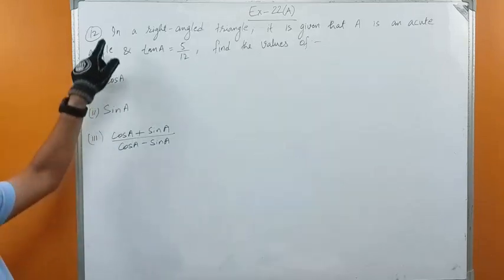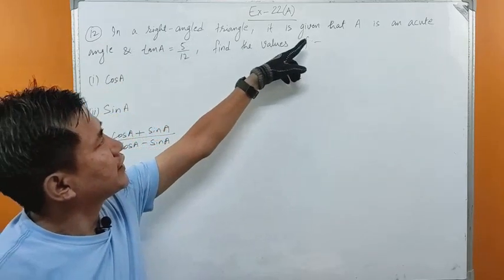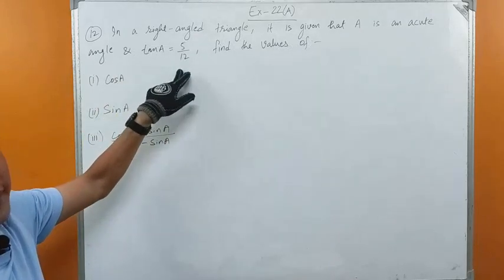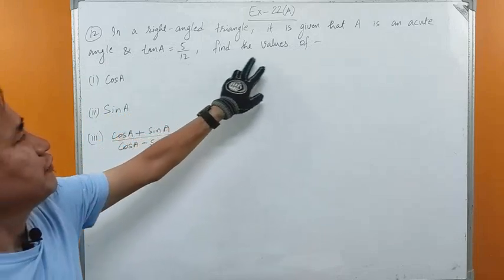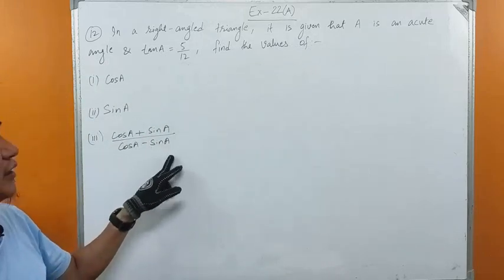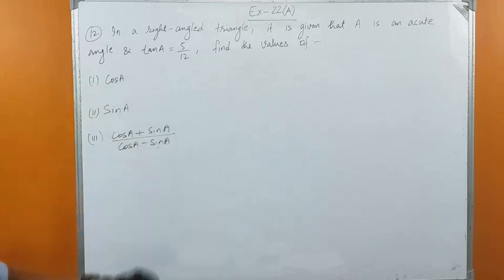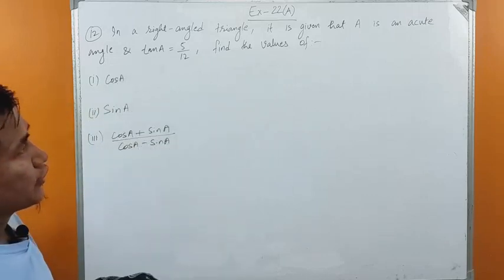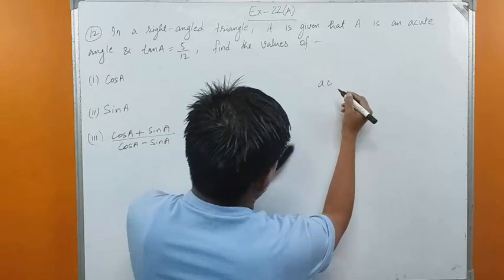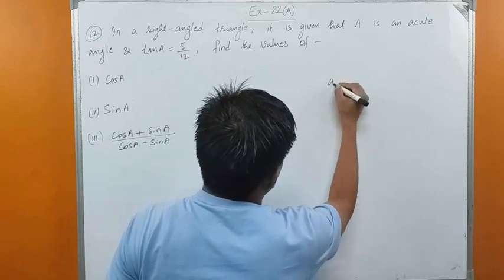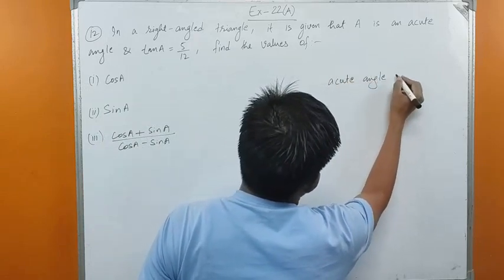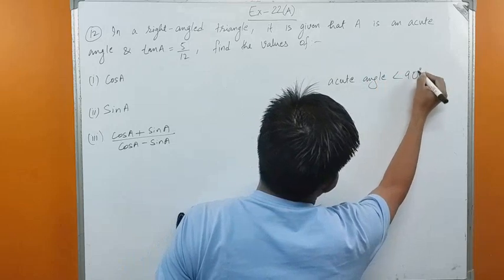Question number 12. In a right angled triangle, it is given that A is an acute angle and tan A equals 5 upon 12. The value of tan A is given to us. Find the values of cos A, sin A, and cos A plus sin A upon cos A minus sin A. So we are asked to find the values of this. Acute angle is nothing but less than 90 degree. Acute angle means any angle less than 90 degree.